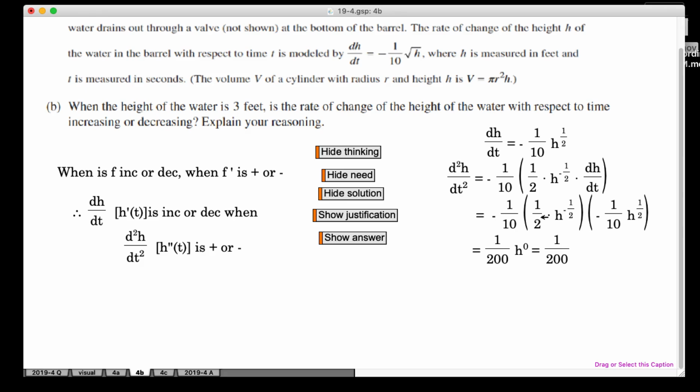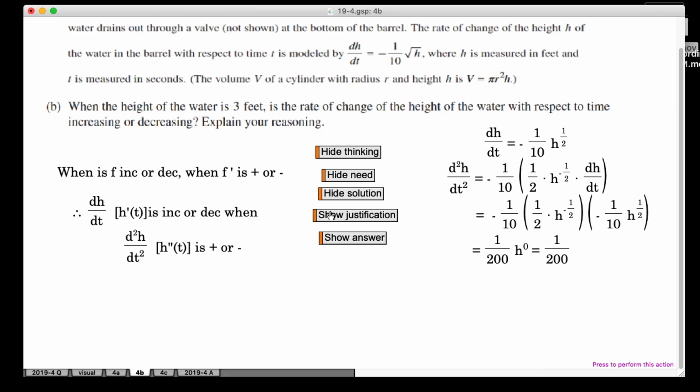So if you notice this, we're multiplying three things. There's a negative here and a negative here, so it's positive. I have 1/10 times a half times a tenth, which is 1/200. And I have h to the minus 1/2 power times h to the 1/2 power, which becomes h to the 0 power. When you're multiplying, remember you add exponents, so it's h to the 0 power, which is 1. So the second derivative, d squared h/dt squared, is 1/200.